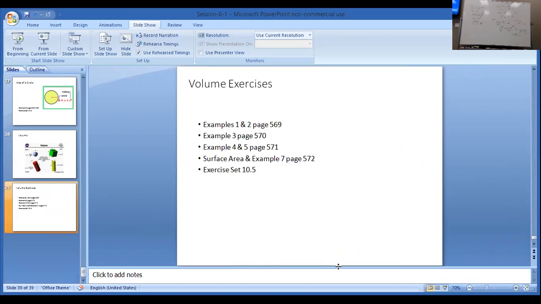Example 1 and 2. We have that volume, that rectangular shape over there, the rectangular solid. All the dimensions are given to us. So we multiply the length 6 times the width 2 times the height 4. You get the volume.